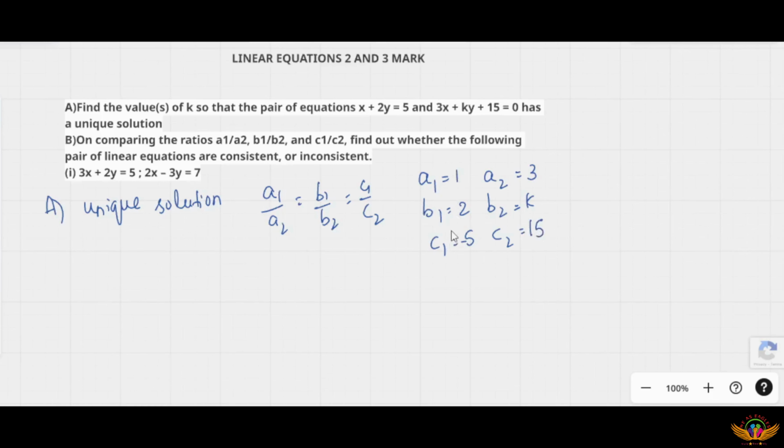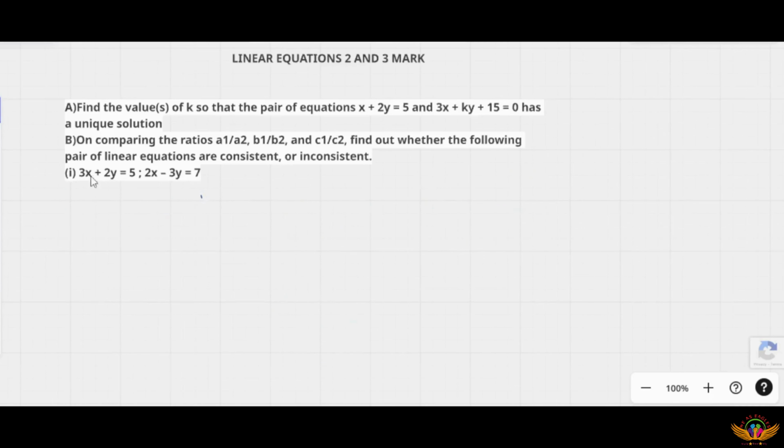Now substitute. We want the k value, so just go with the first two. A1 by A2, 1 by 3 is equal to 2 by k. So k is equal to 2 into 3, that is 6. Directly we got the k value from this. This is the A part. Let us go with the B part.